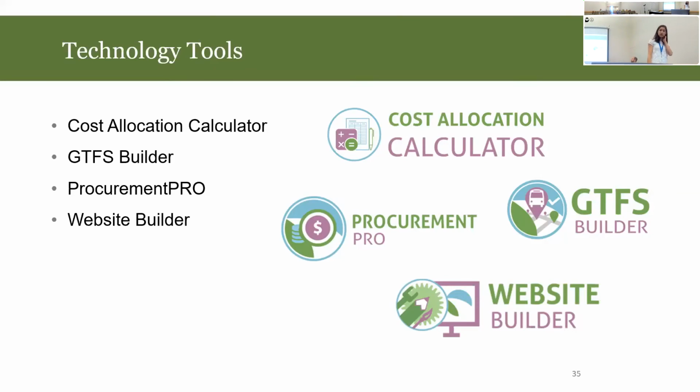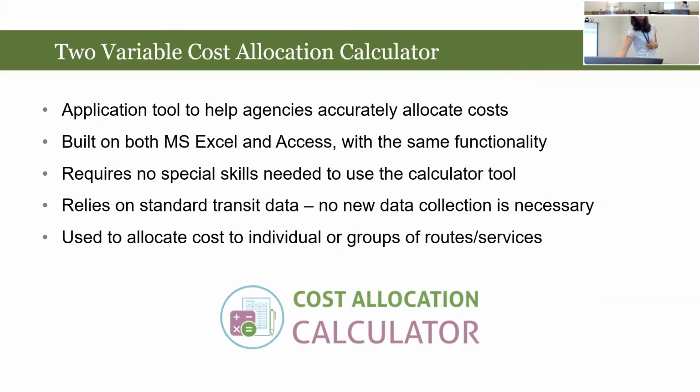Okay, technology tools. I think this is my last main section. So we have 4 technology tools, and like I mentioned, a couple of them are web-based, and the other ones you just download and use them. So cost allocation calculator, GTFS Builder, Procurement Pro, and Website Builder. And I'll just give a little overview of each of them. And then if anybody wants to learn more about any of them, we can talk longer. Our colleague Nancy Doherty manages these.